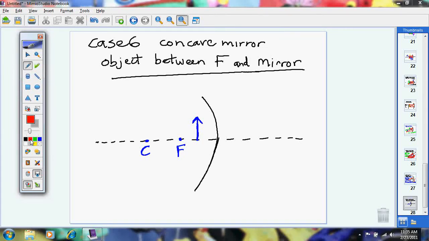Case 6, concave mirror, object between F and the mirror. Final case. We draw the first standard light ray to help us locate the image. This light ray comes from the object's head, bounces off the mirror, coming from the object's head parallel to the principal axis. We know it's going to reflect through the focal point.